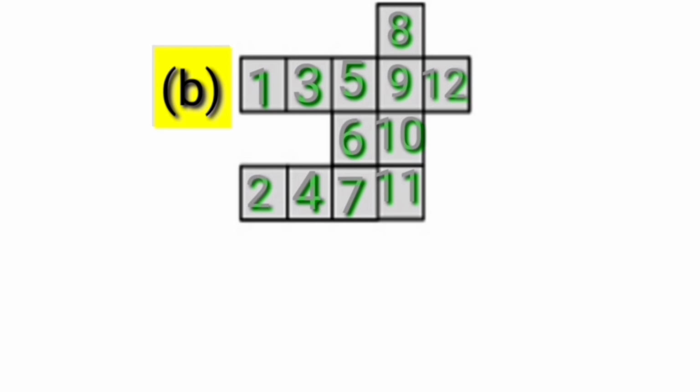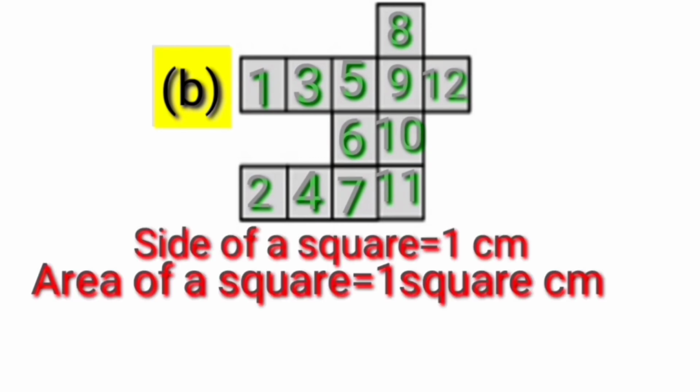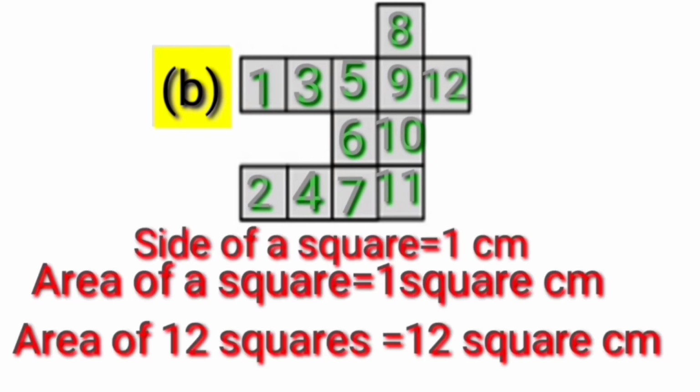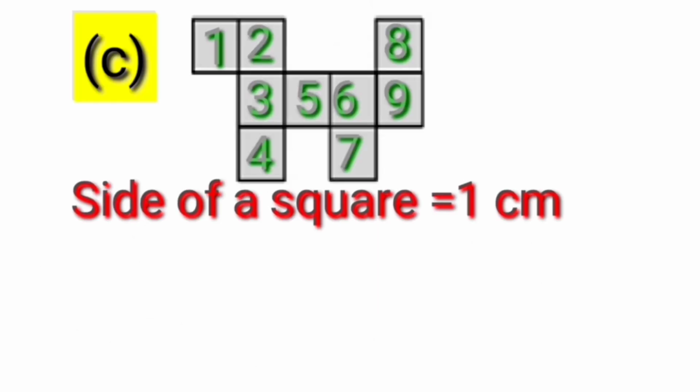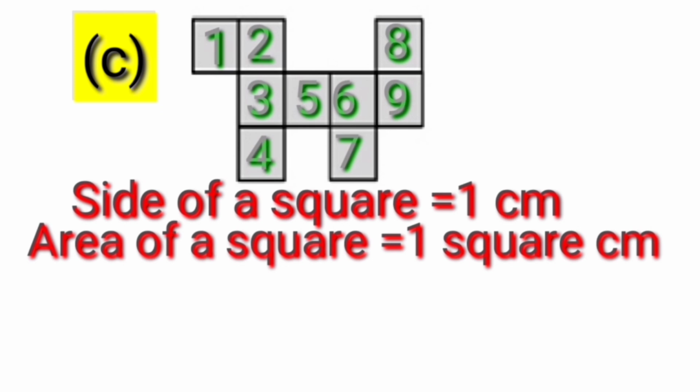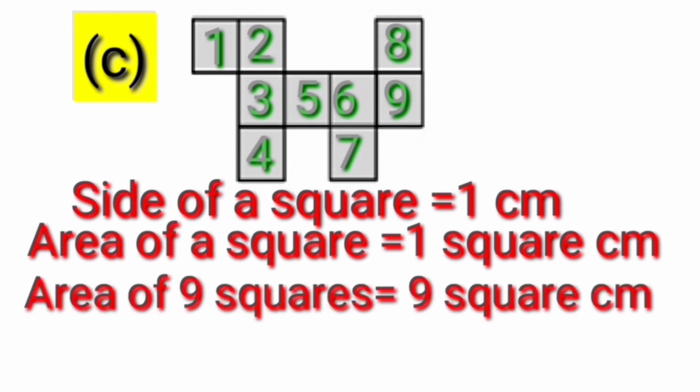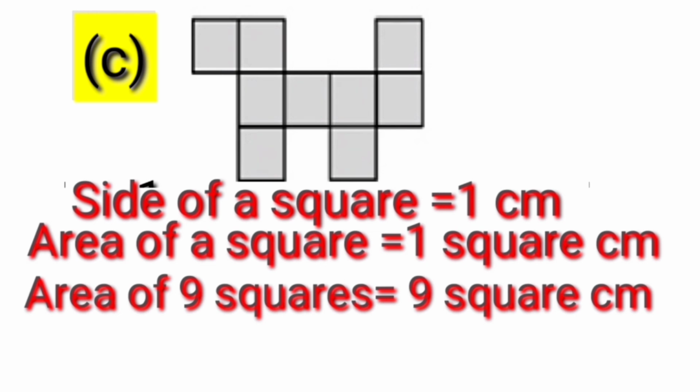Now option B. There are 12 squares. Side of a square is 1 centimeter. Area of a square is 1 square centimeter. So area of 12 squares is 12 square centimeter. In option C, there are 9 squares. Side of a square is 1 centimeter. Area of a square is 1 square centimeter. Area of 9 squares is 9 square centimeter.